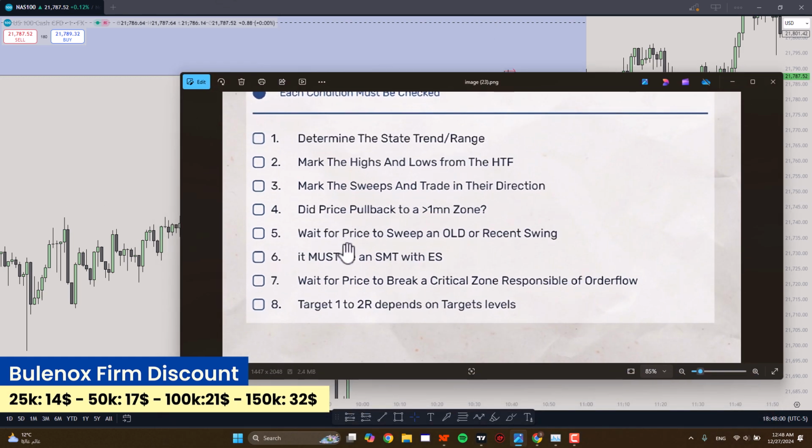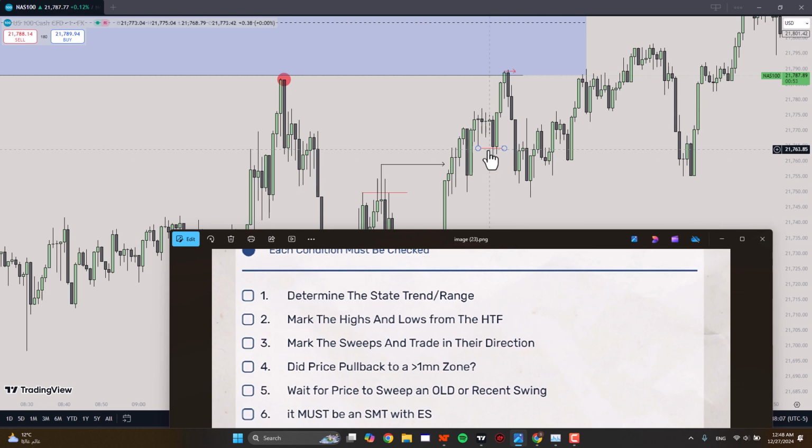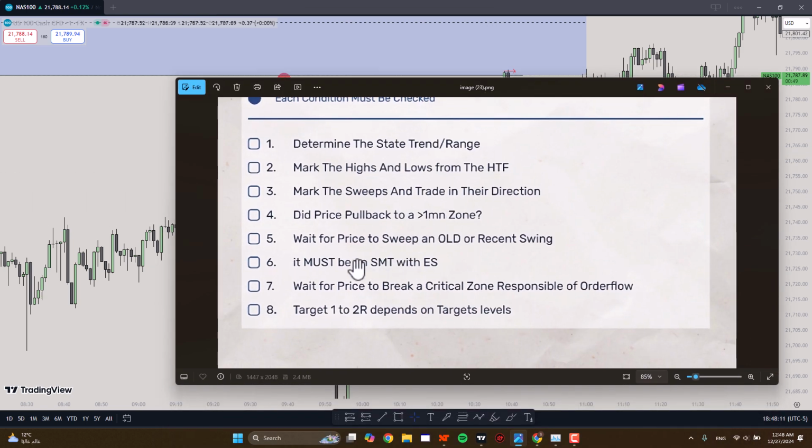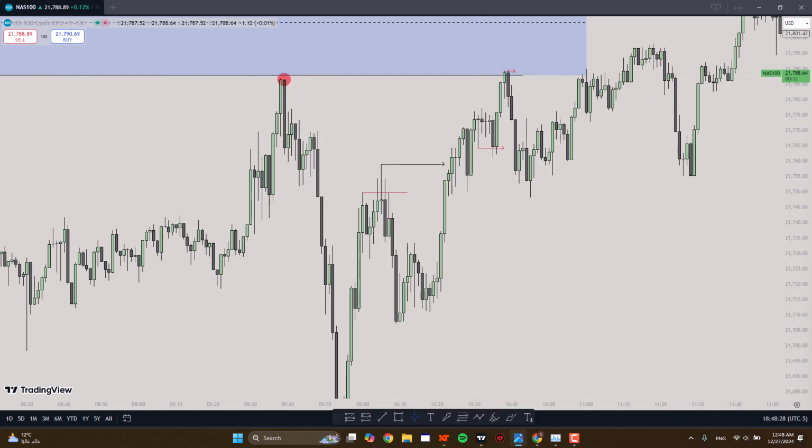And then we need to wait for price to sweep an old or a recent swing. We do have that here. So this one right here, there was also an imbalance or an SMT. That's a sixth condition. There was an SMT with ES. So everything was textbook right here, but there was all these imbalances right here.